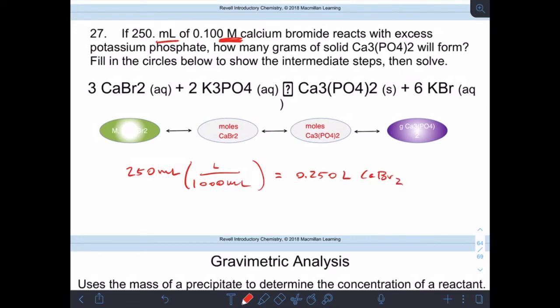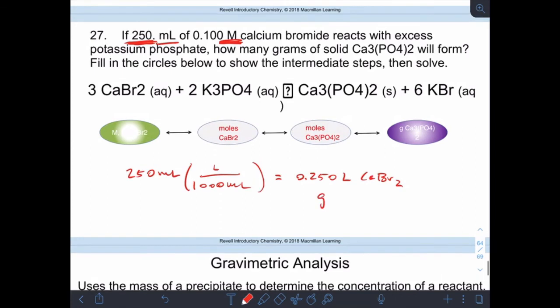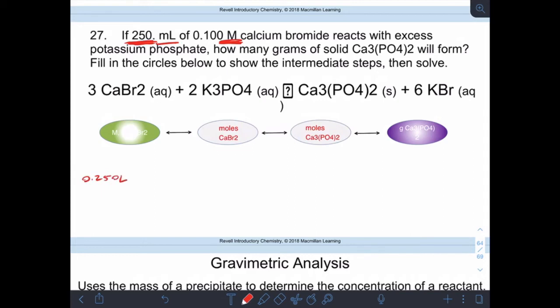Okay. So that's our given information, right? That 250 milliliters. So this is given. All right. So that's what we're going to start with. And in the interest of space, I'm going to take that away for now. And that's where we're going to start. So 0.25 liters of the calcium bromide.